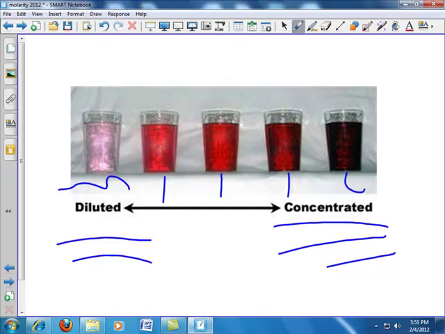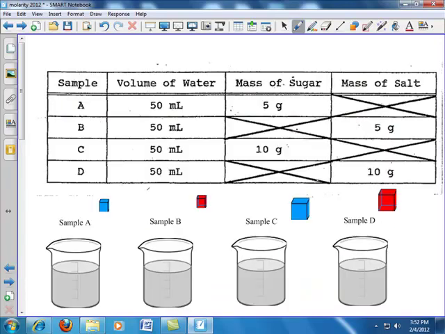Now, the way chemists measure concentration is they measure how many particles there are in the solution. And this measurement can look a number of different ways. So here I have a little thought experiment that I would like you to do. I have 4 samples of beakers, A, B, C, D, and they all have the same amount of water.